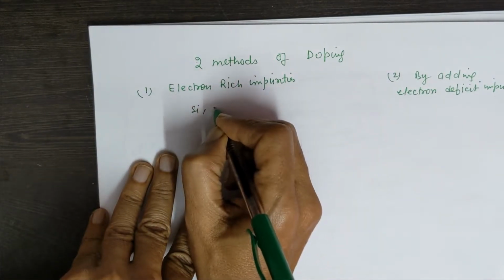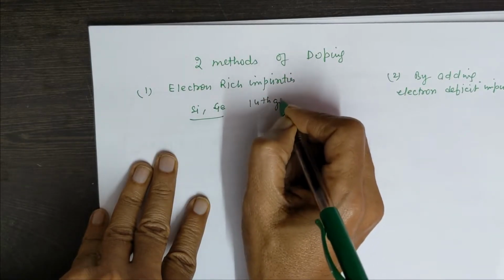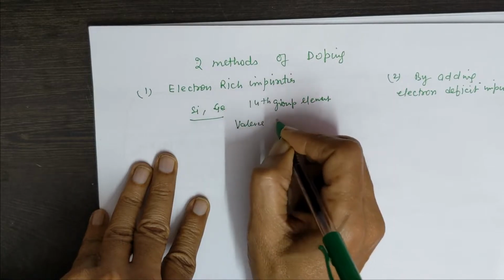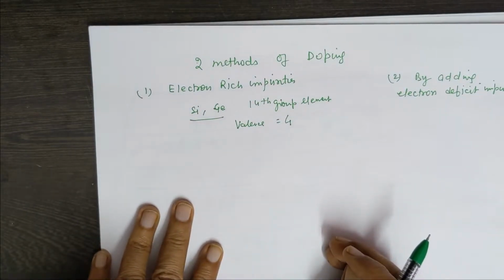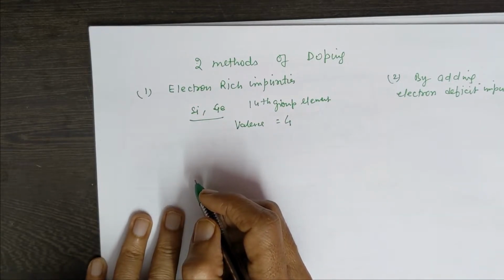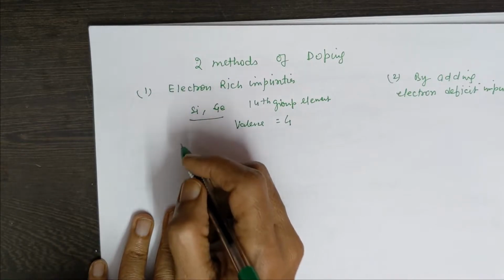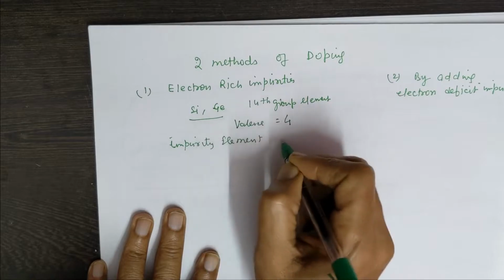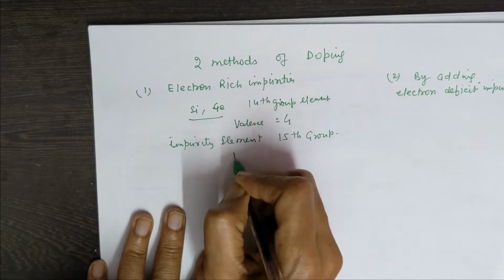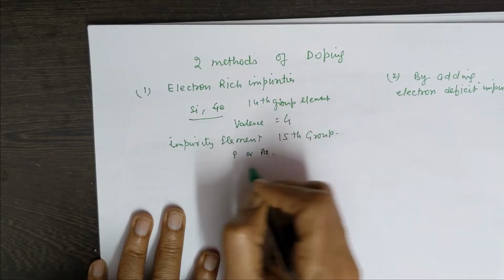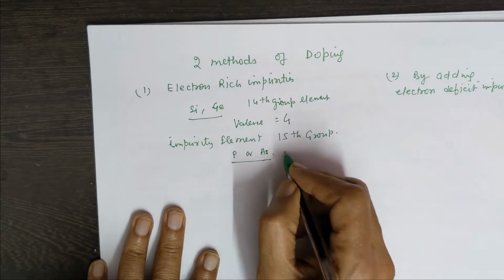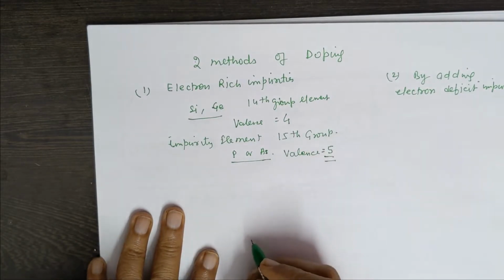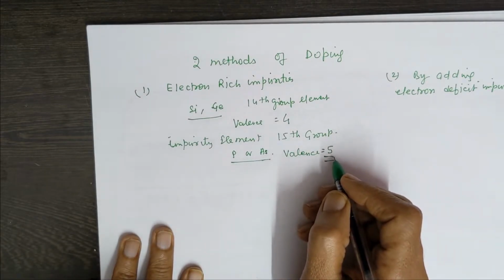You know that silicon and germanium are 14th group elements, and they have valency 4. They have 4 valence electrons, and if we take an impurity element from the 15th group, phosphorus and arsenic, then what happens? Their valency is 5. They are electron rich elements. Valence electrons are 5.